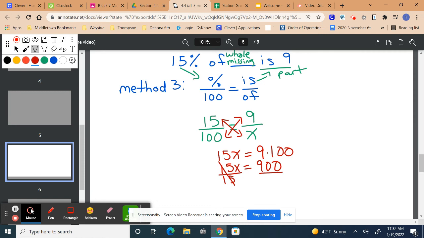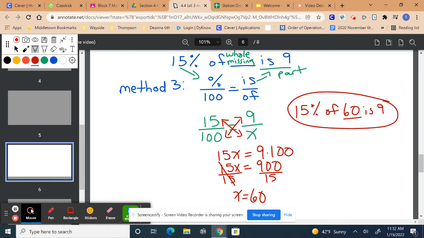But what we do to one side, we have to do to the other. So we're going to do 900 divided by 15. And then if you do 900 divided by 15, you get 60. And then you're going to say 15% of 60 is 9. Because the 60 is your x, so that means 60 goes here. And that's what's missing. That's your "of." Your x is your "of," which is here.